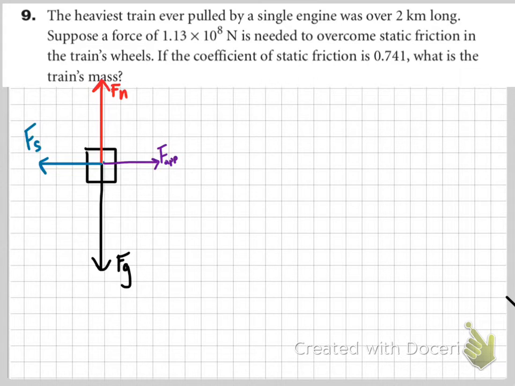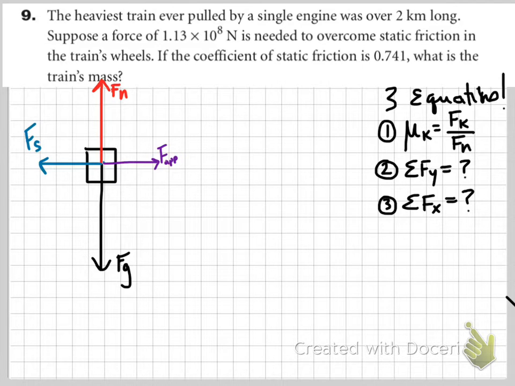Yikes. So we're going to start off with, of course, a free body diagram so that we can understand the situation. We've got normal force, force of gravity, and force of static friction, which, if we're talking about the force needed to break the train loose and overcome friction, is going to be equal to the force of static friction max. We know that we have 3 equations that we can work with, and we're going to do numerous substitutions. So let's start with mu s equals Fs over Fn.